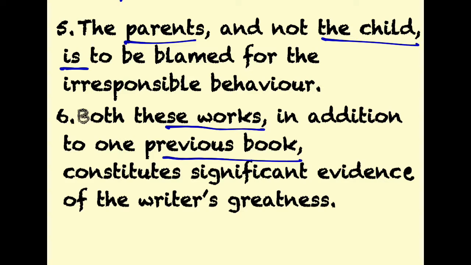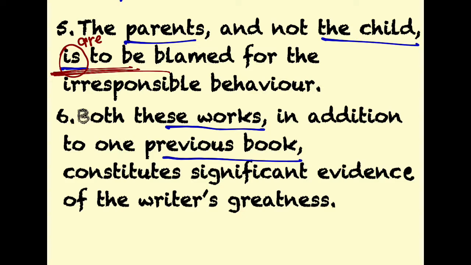Now, the fifth sentence was: the parents and not the child. Again, and not also dictates that the verb must agree with the first subject. What is the first subject? The parents, not the child. The verb does not agree with the child here. The parents, plural, so the verb must also be plural. The parents, not is, rather are. The sentence was not correct. Now it has been corrected. It has been made grammatically acceptable and accurate.